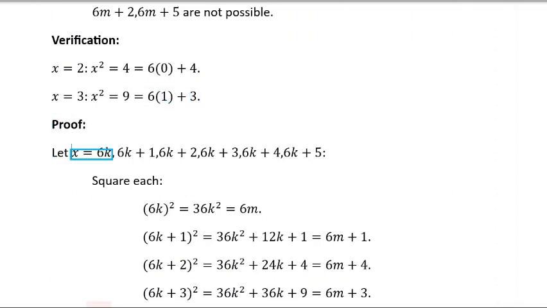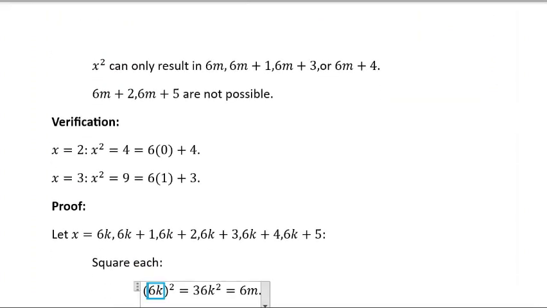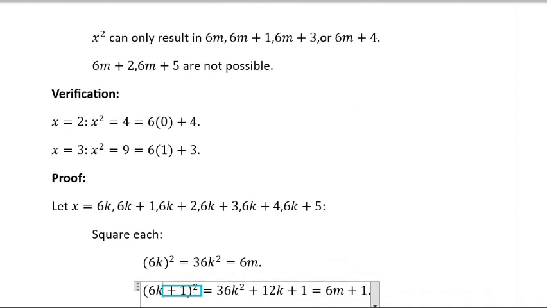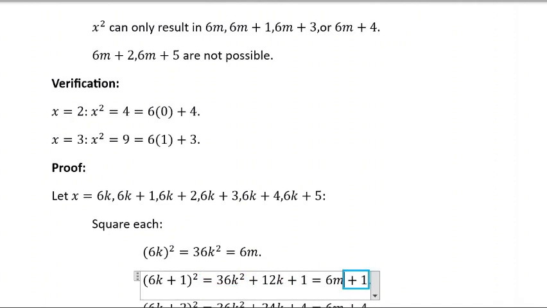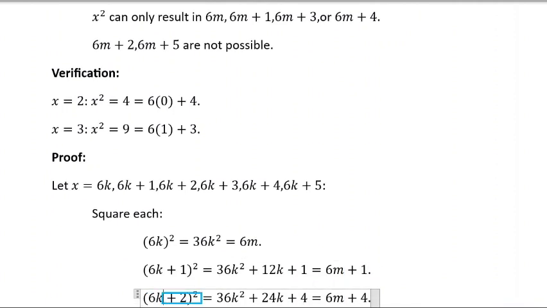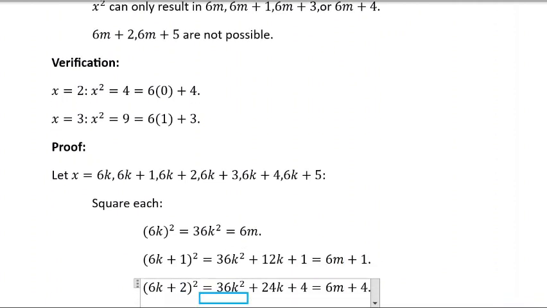Proof. Let x equal 6k, 6k plus 1, 6k plus 2, 6k plus 3, 6k plus 4, 6k plus 5. Square each. (6k) squared equals 36k squared equals 6m. (6k plus 1) squared equals 36k squared plus 12k plus 1 equals 6m plus 1. (6k plus 2) squared equals 36k squared plus 24k plus 4 equals 6m plus 4.